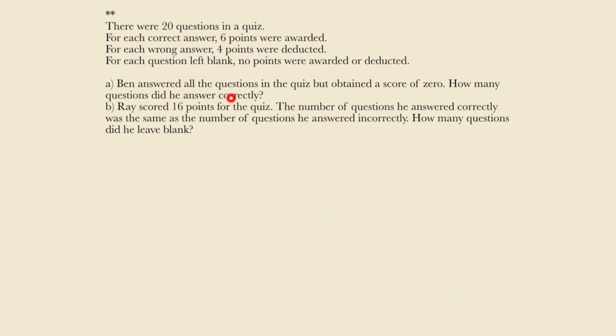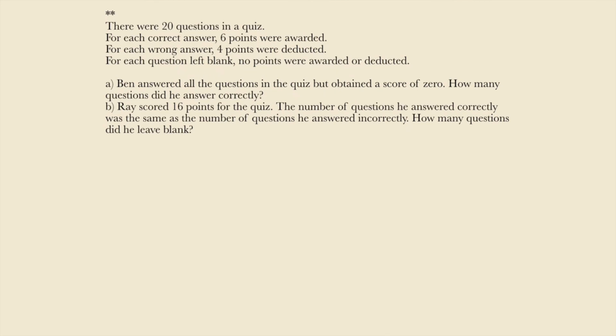Ben answered all the questions in the quiz. Well, that means he left 0 questions blank. That makes our job slightly easier, doesn't it? We're just going to concern ourselves with the number of wrong and correct answers. So he obtained a score of 0. Oh, so the positive points cancel out the negative points. How many did he answer correctly?